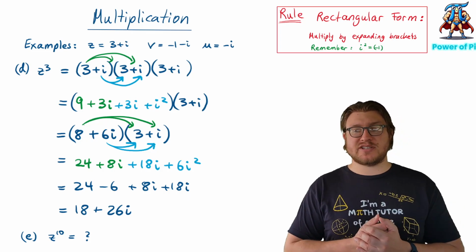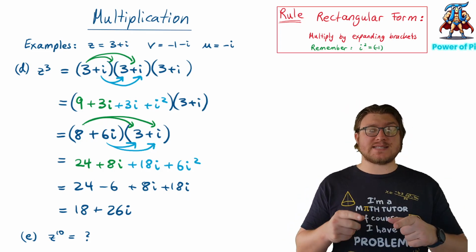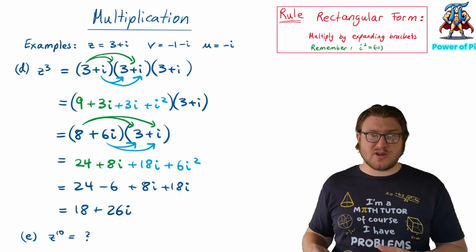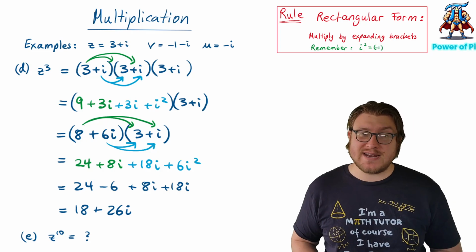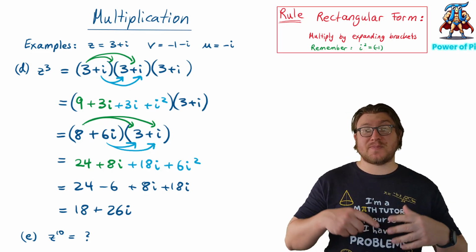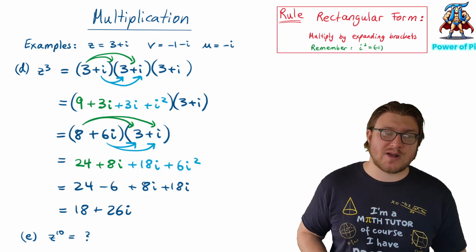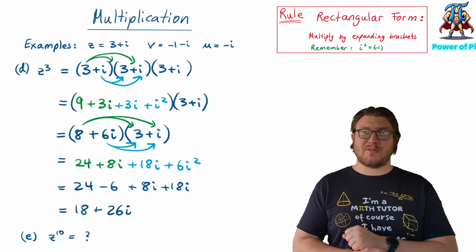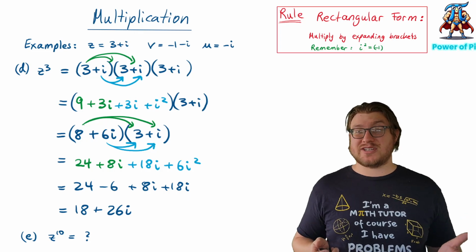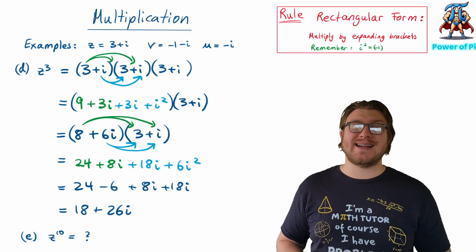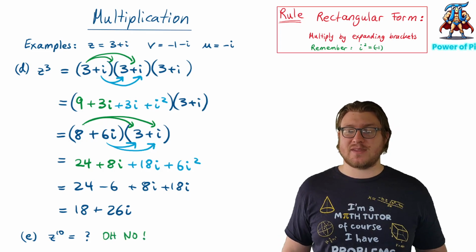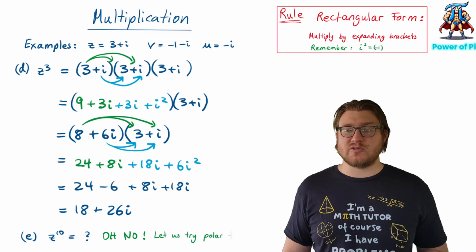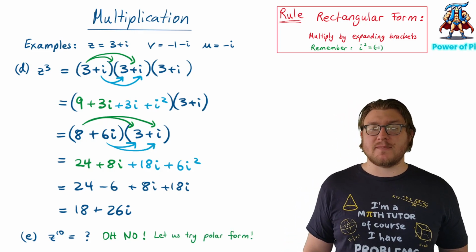What about z to the 10? Well, that's 3 plus i times 3 plus i times 3 plus i, and so on 10 times. Feel free to do that as a challenge. If you can expand that, you're going to have no trouble expanding in rectangular form. However, that's going to take a bit of time. And remember, I said that multiplication in rectangular form can be tedious. So we don't really want to do that. Let's try polar form and see what we can do.